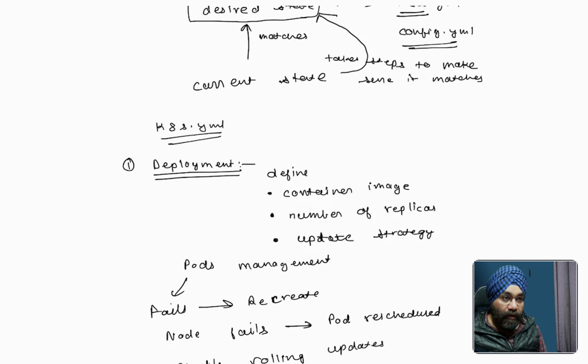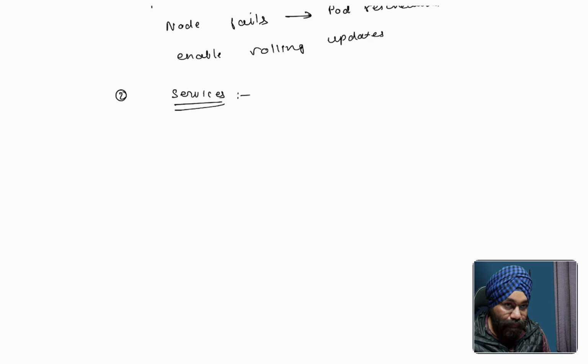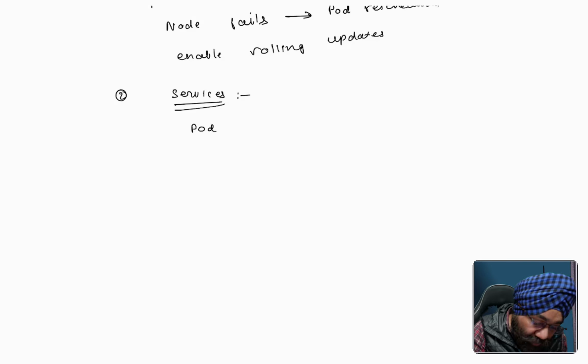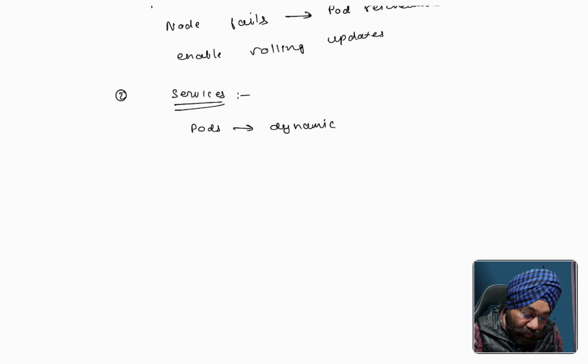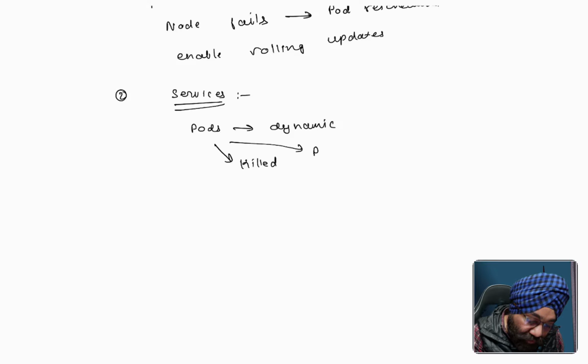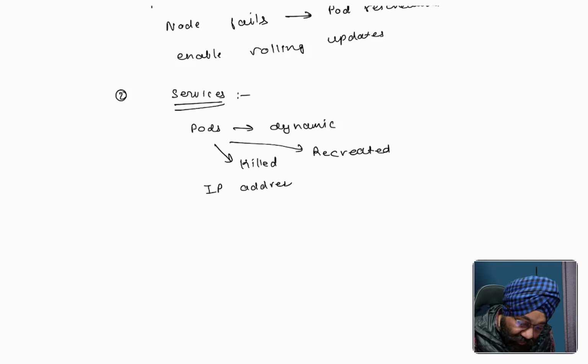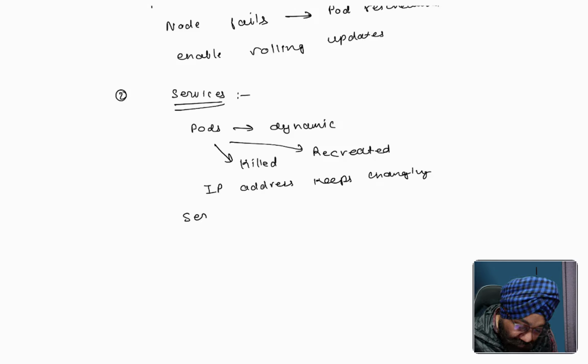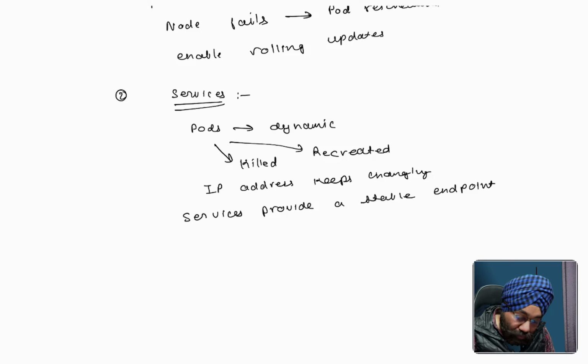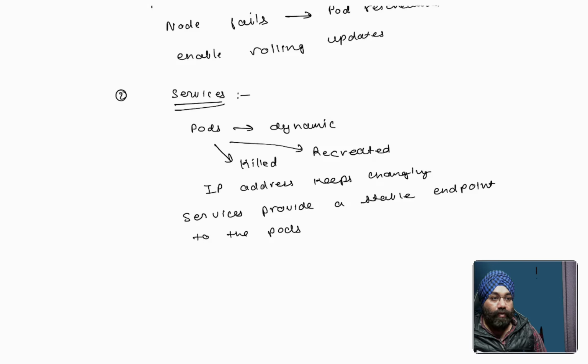You also define services. Okay. So you know that pods are dynamic. They can be killed by Kubernetes and then recreated by Kubernetes again as well. So their IP addresses keep changing. So services provide a stable endpoint to the pods. Okay. There are some types of services.